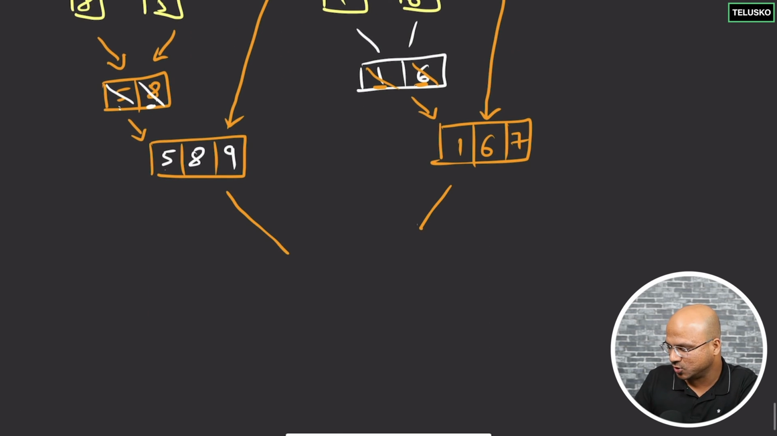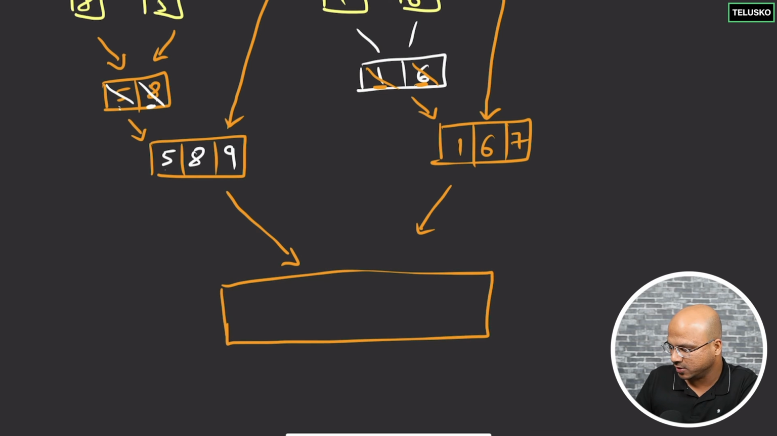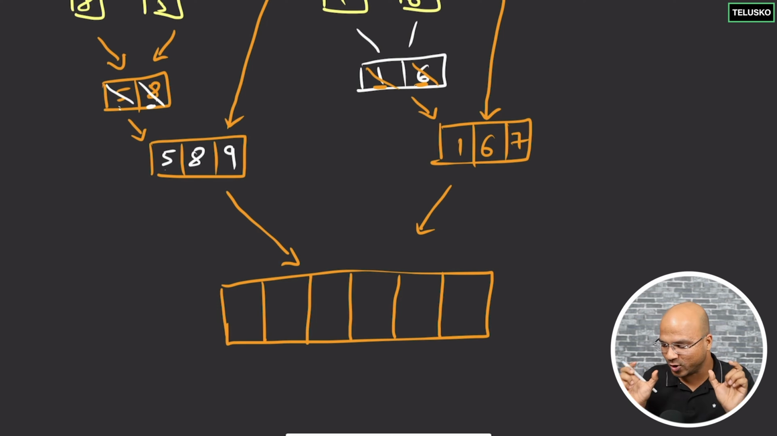We have to combine these 2. Now when you're combining these 2, you will get a bigger array of 6 elements. So 1, 2, 3, 4, 5, 6. So we got 6 boxes. Now what you will do is you got 2 arrays, and we know that those 2 arrays are actually sorted.